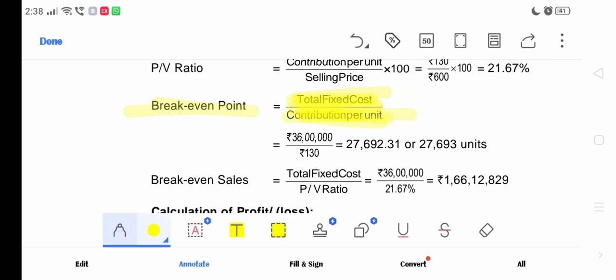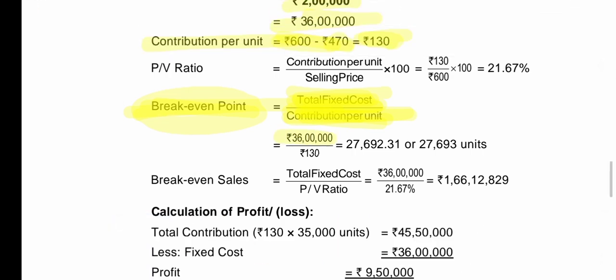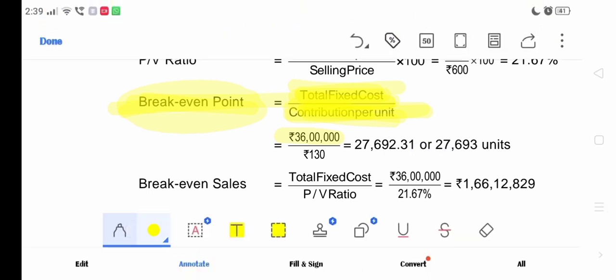So we are going to insert the total fixed cost and contribution per unit in this formula, so that we arrive at the break even point. So 36 lakhs is the total fixed cost. Let me zoom it. Yeah. So 36 lakhs is the total fixed cost and contribution per unit is 130. So that we arrive at 27,692. Units can't be in decimals or portions, right? So you can approximately take 27,693 units.